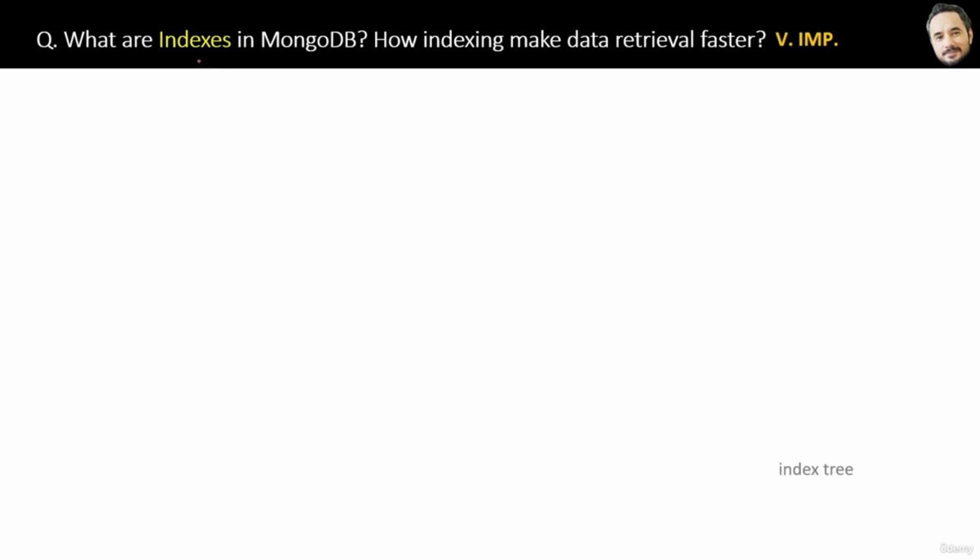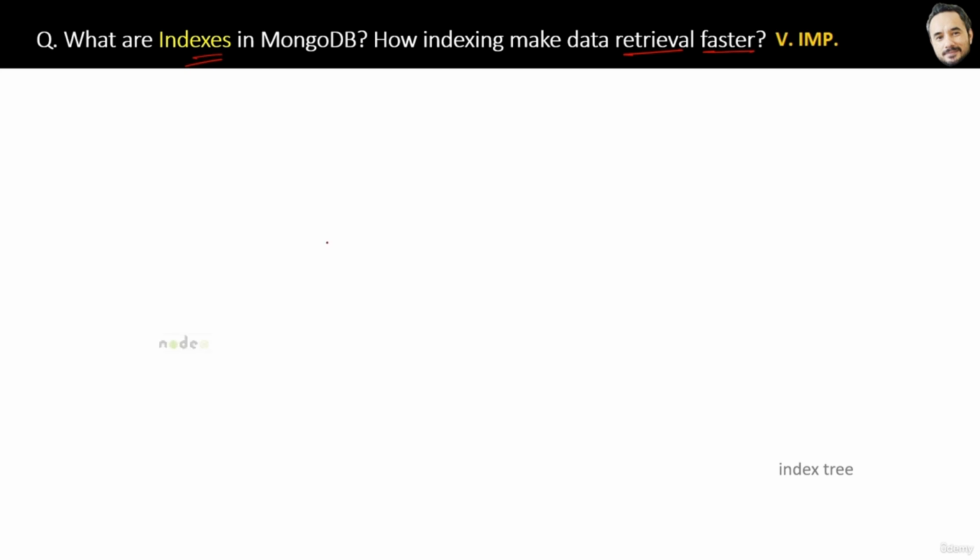What are indexes in MongoDB? How does indexing make data retrieval faster? Very important question. First of all, if you have the idea of indexes in SQL, then the purpose is also very much the same here.